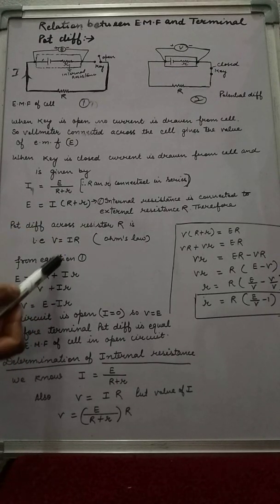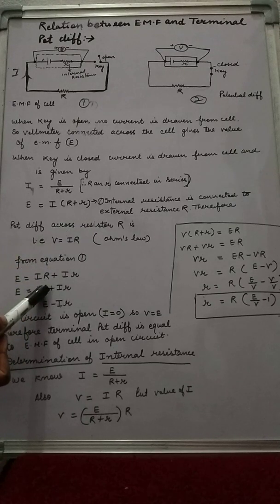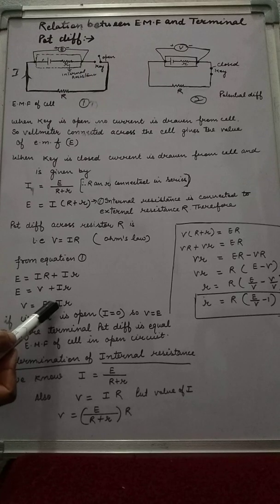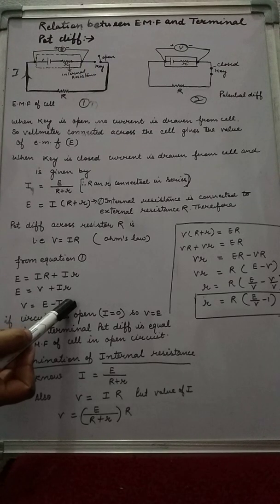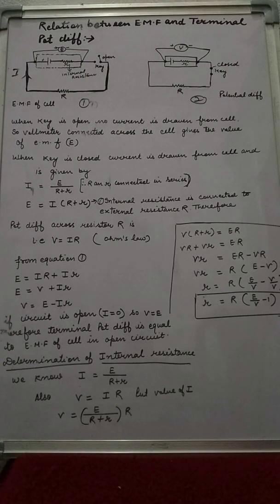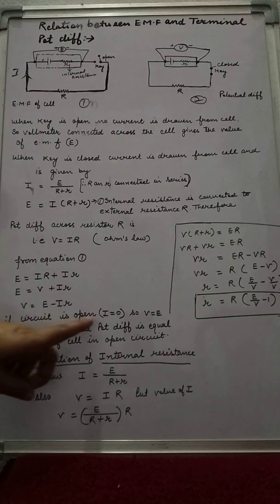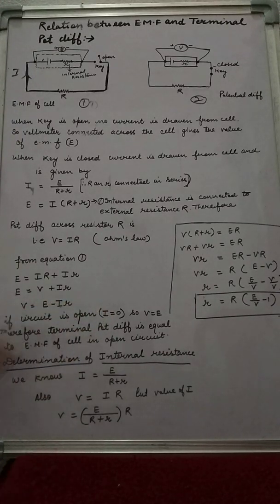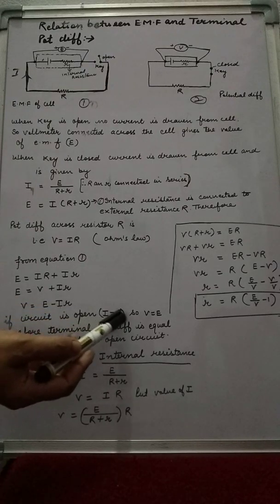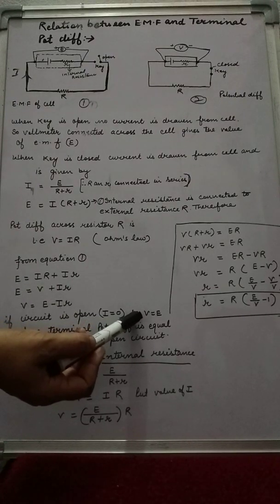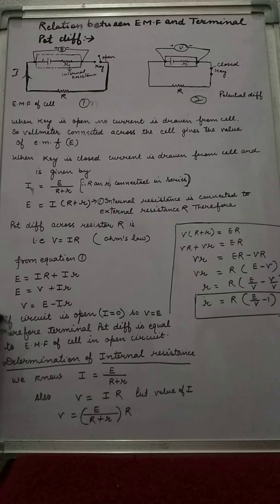So what is IR here? IR is equal to V, so E is equal to V plus Ir. So V is equal to E minus Ir. V is equal to E minus Ir. So if the circuit is open, meaning current is not flowing through the circuit, that is I is equal to 0, at that time V is equal to E.